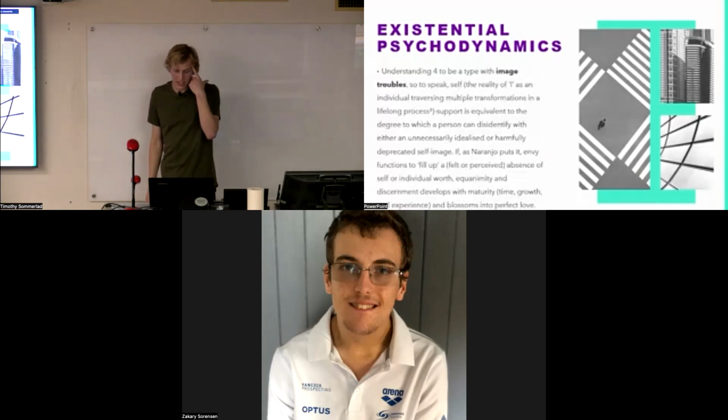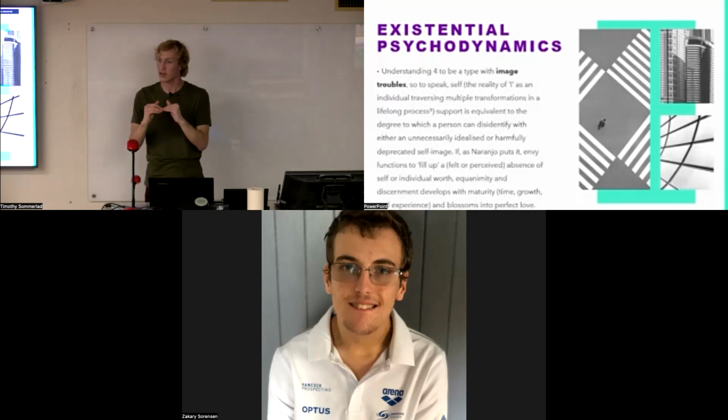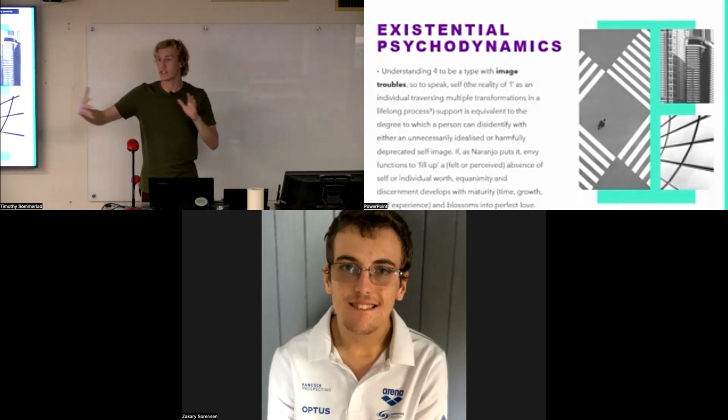So understanding 4 to be a type with image troubles, so to speak, they're in this image quadrant. Self-support, and when we're talking about self, that's the reality of me, I, as an individual traversing multiple transformations across a lifelong process. It's not just a static, fixed image. If the way that 4 gets trapped as a personality is wanting to define itself as this one fixed thing, so I can have this image and that's me, and I know who I am, and I can refer back to that as I go through life, then self-support is realizing that I'm moving through these transformations through life through a process.